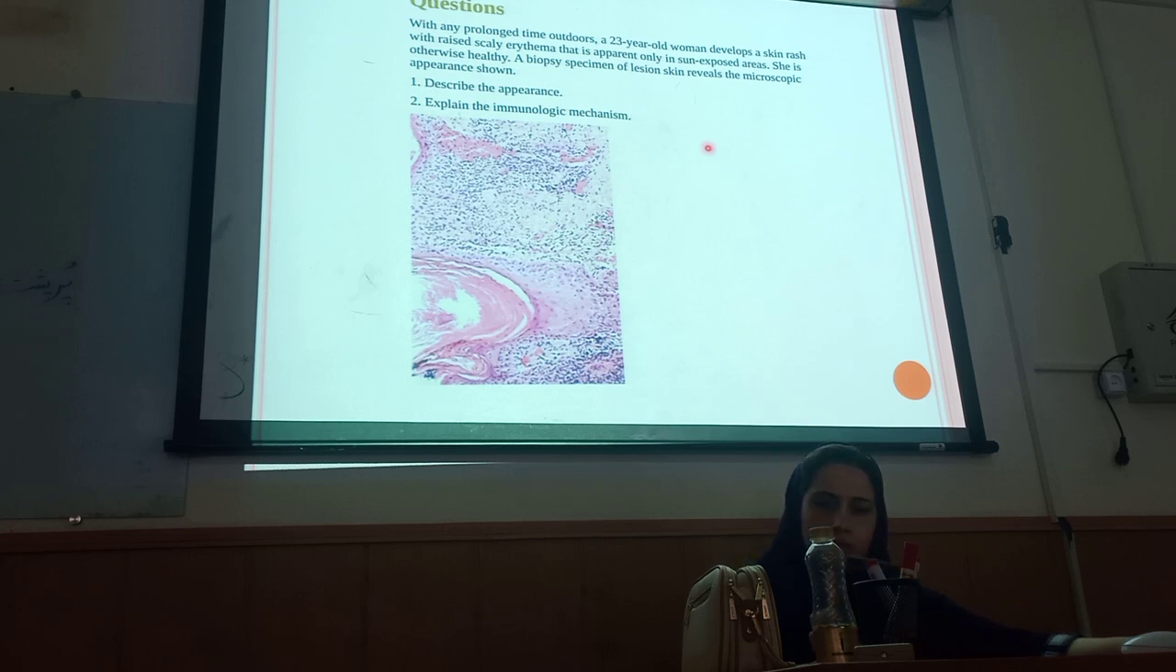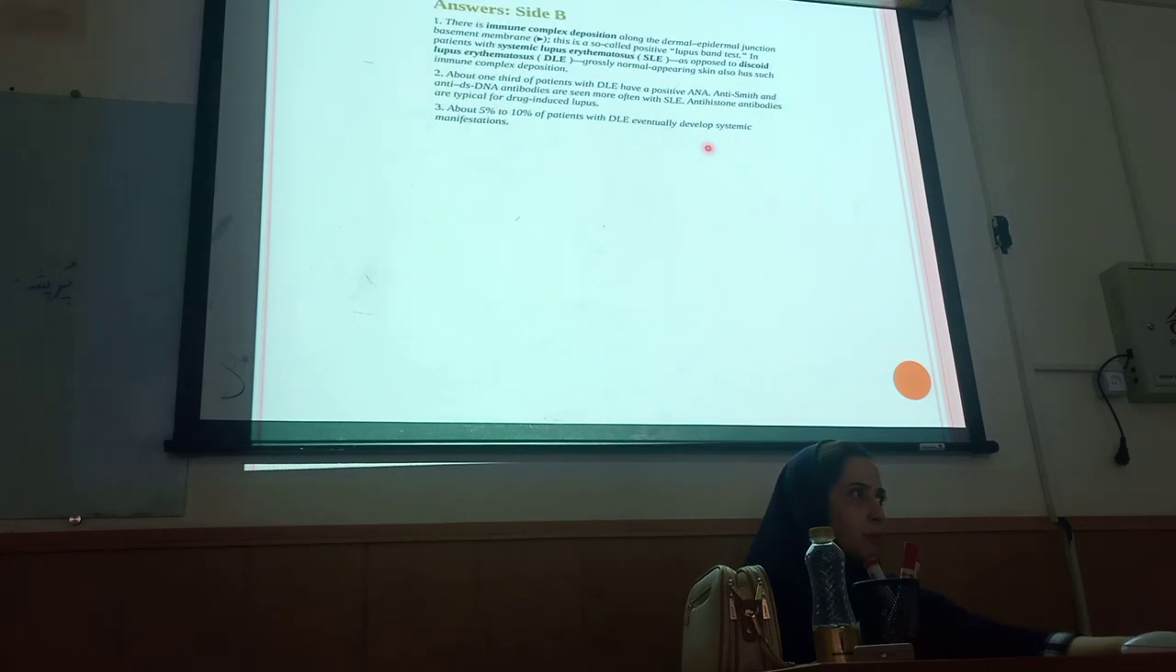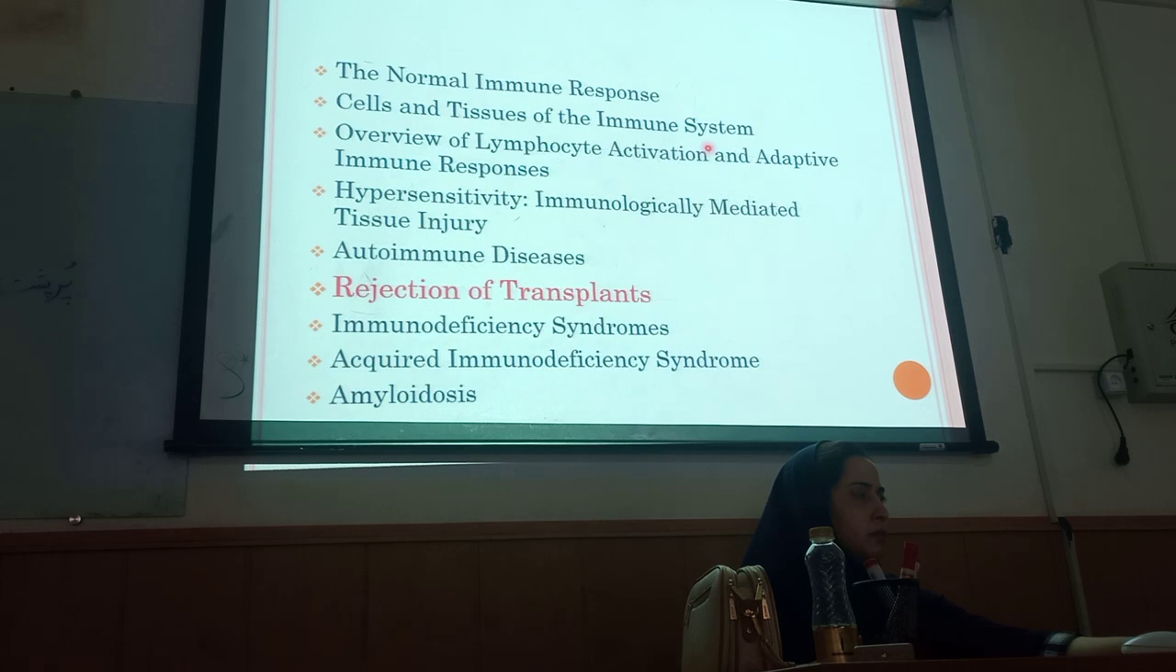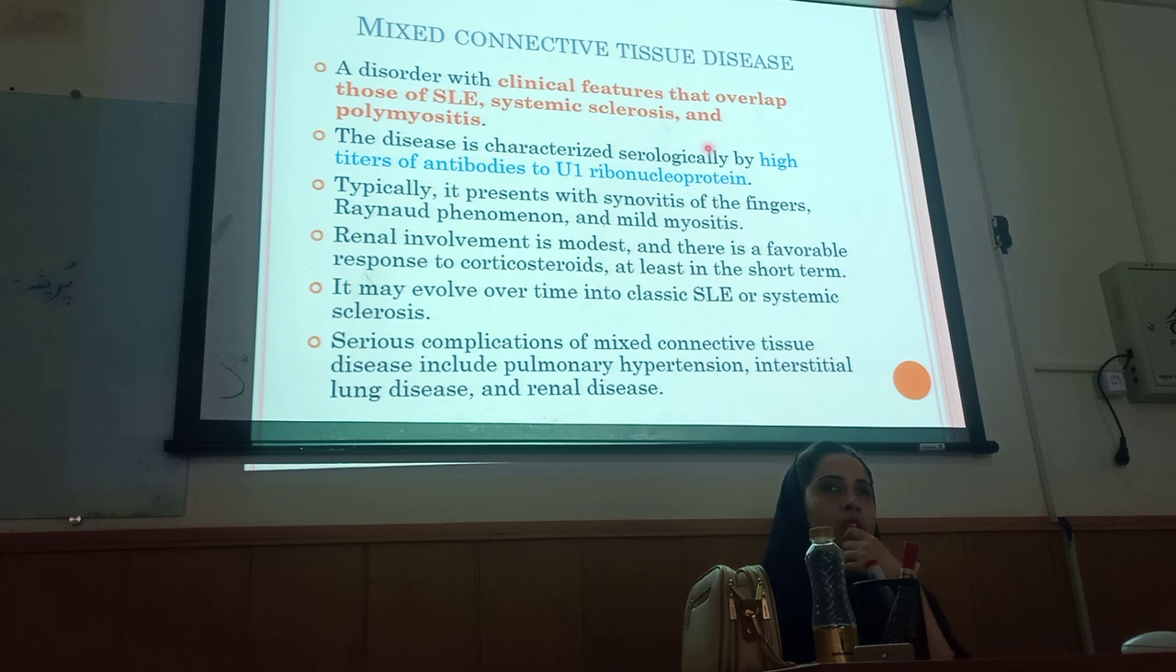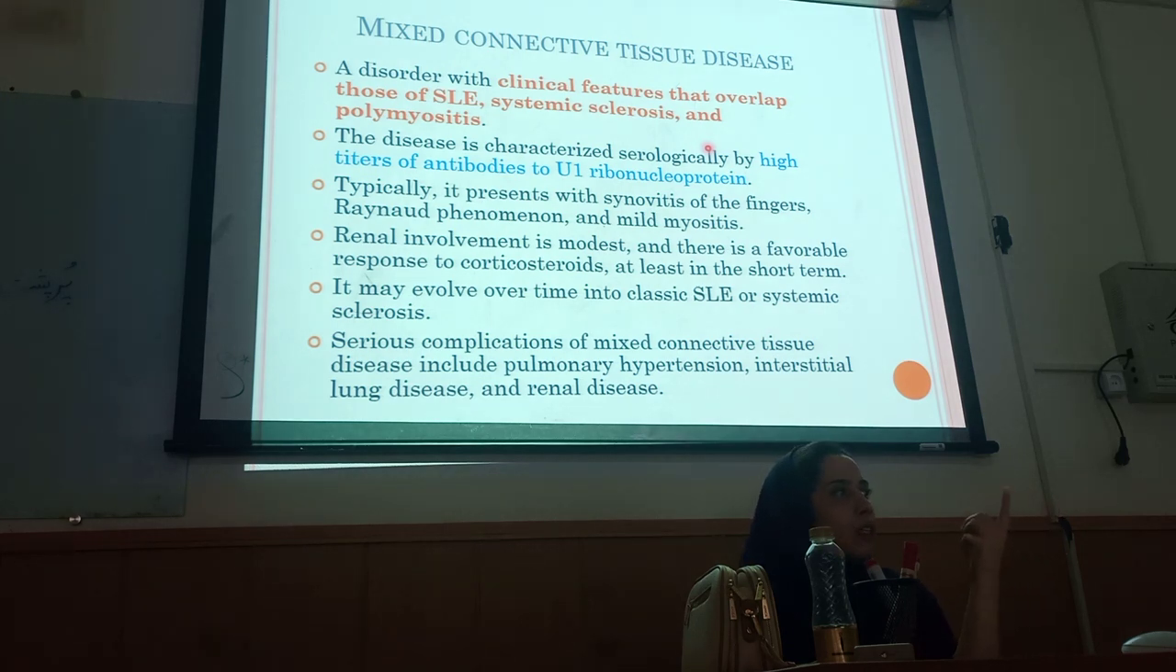Okay. I had a few cases which I will discuss later because we don't have much time. What is mixed connective tissue disease? You know that we call these autoimmune diseases connective tissue diseases. Mixed connective tissue disease is when the clinical symptoms have overlap of systemic sclerosis and polymyositis. Most of these patients have high titers of antibodies to U1 ribonucleoprotein.